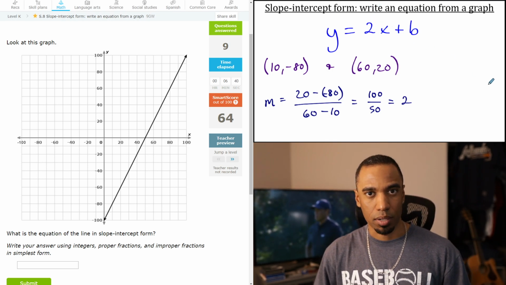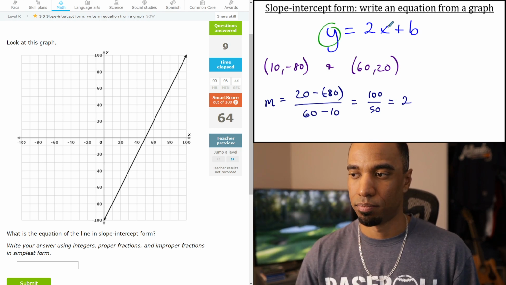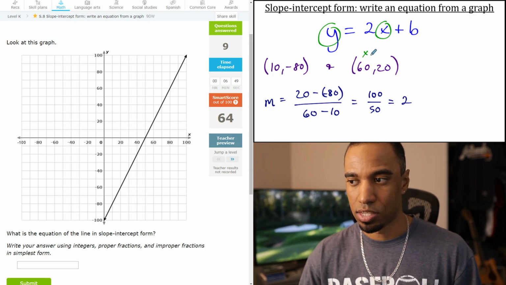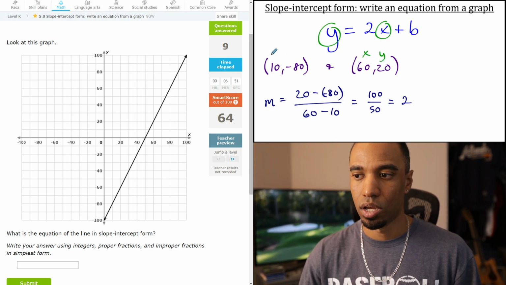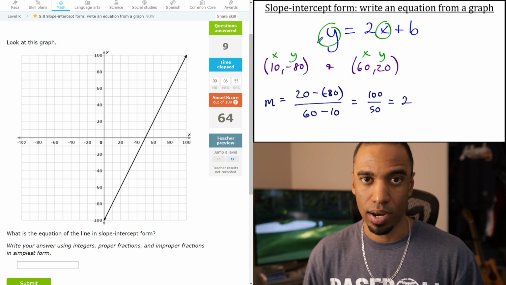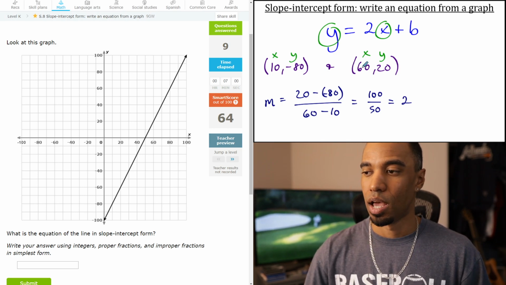How do I get my y-intercept without a graph? You have an xy right here that you can plug in this solution for, 60 and 20, or this solution for 10 and -80. I'm not going to do both, but I'm going to tell you right now, it doesn't matter which one you choose. You should still get the same answer. I'm going to go ahead and choose the 60 and 20.